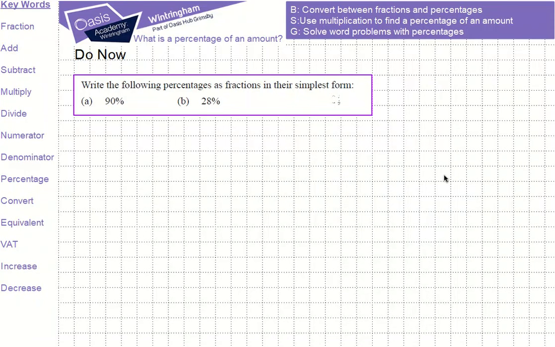Hello! In this video we're going to look at finding a percentage of an amount. On the screen for the do now there's a question. Can you write the following percentages as fractions in their simplest form? This is what we did last lesson, so look back on your notes if you need. Pause the video while you have a go and press play when you're ready to see the answer.